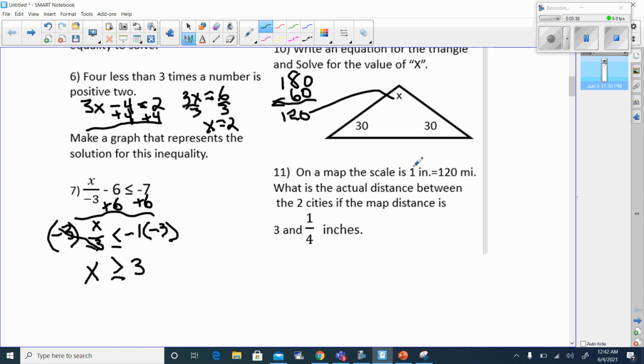On a map, the scale is 1 inch equals 120 miles. What was the actual distance between two cities in the map if it's 3 1/4 inches? Wow. Okay, so 3 inches, well, that's going to be 3 times 120. That'd be 360. And then 1/4 of 120, right? 1/4 of 120 is going to be 120 divided by 4.